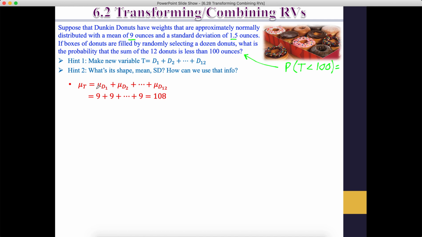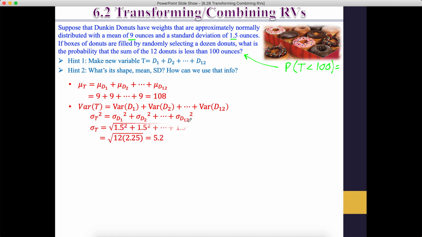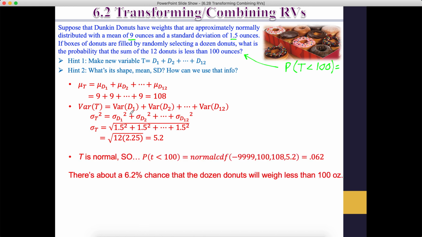So the mean of t, the average weight that we would expect to find, if I reach into a normal distribution of donut weights and I grab 12 of them, what I end up getting is essentially 9 times 12, which is 108. The variance, and we don't have to do this with the variance each time. We can skip right to this formula. It's essentially 1.5 squared 12 times, so we could condense it to that, I guess, and then take the square root of that, and we end up with a standard deviation of 5.2 ounces. So we have the mean, we have the standard deviation.